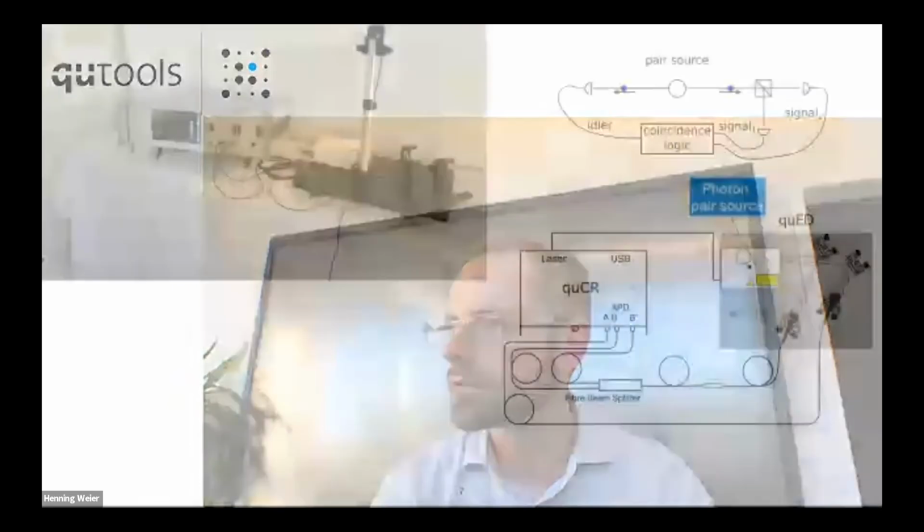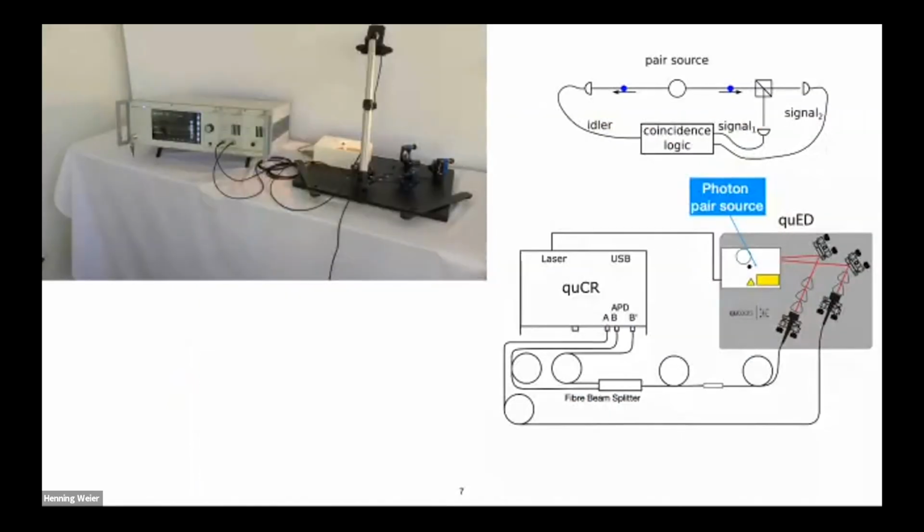Okay, so now let's switch over to the different setup where we have this beam splitter in path B. All right, so let me see how we do this and where my mouse is. Oh dear, it's just gone again. There we have it.